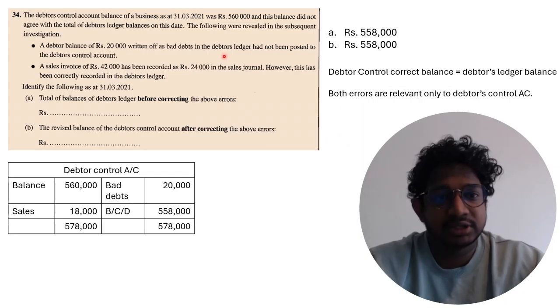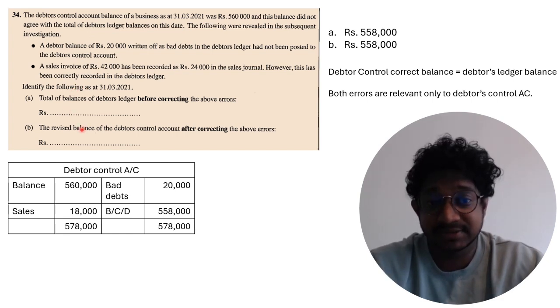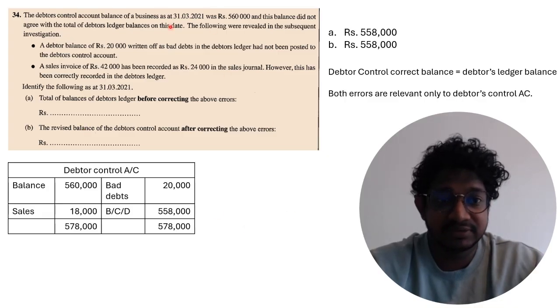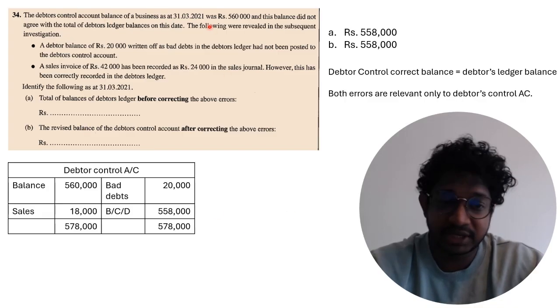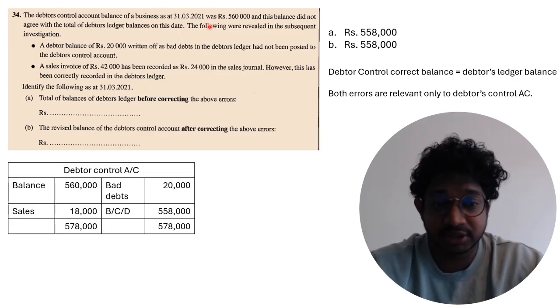Question 34, the debtors control account balance of the business is given as 560,000. And they're asking the total balances of debtors ledgers before correcting the above errors and the revised balance of debtor control account after correcting the above errors. So here it's given the control account balance. So we can do first the revised control account.